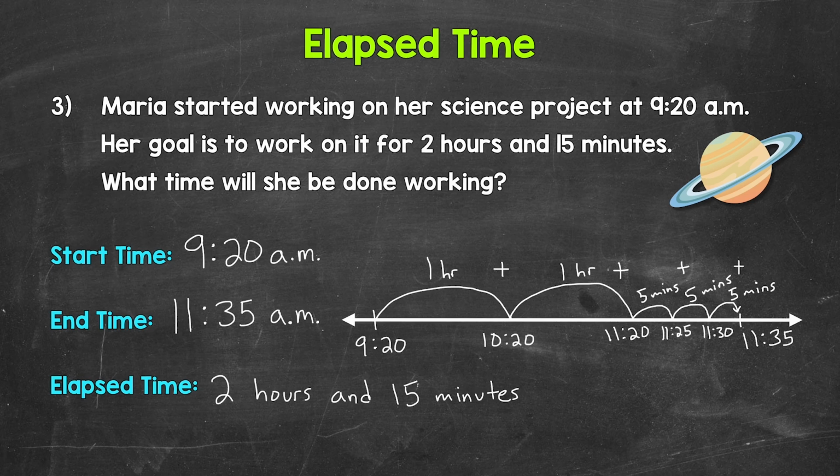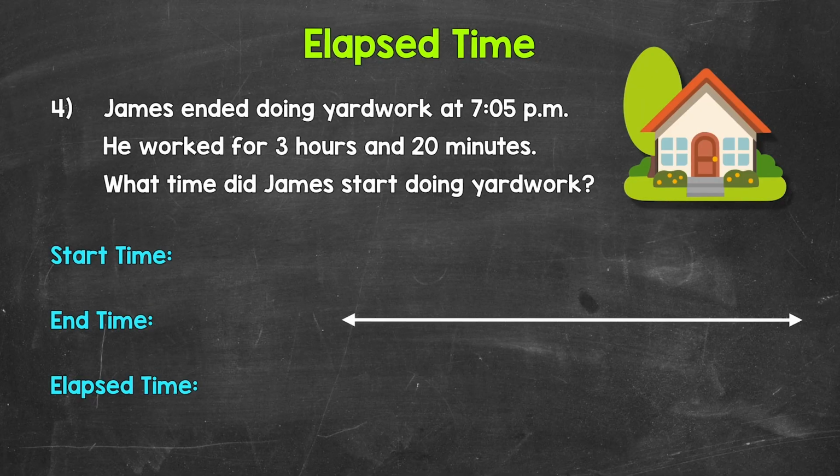Or we could have even done one 15-minute jump if we wanted to. So some different options there. But the important thing is that they all get us to the correct end time. Let's move on to number 4. Lastly, let's take a look at number 4 now.